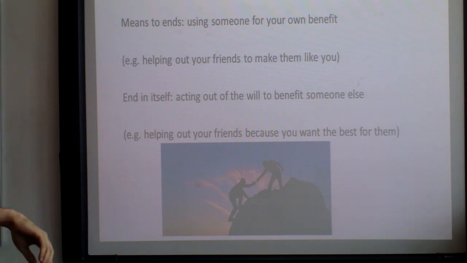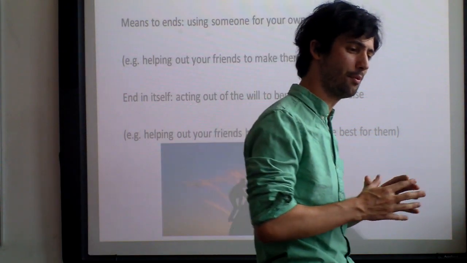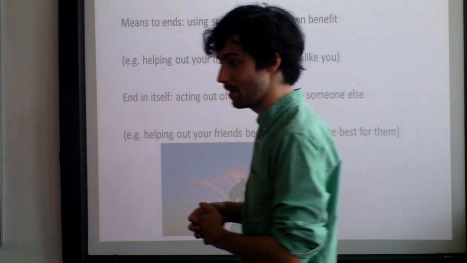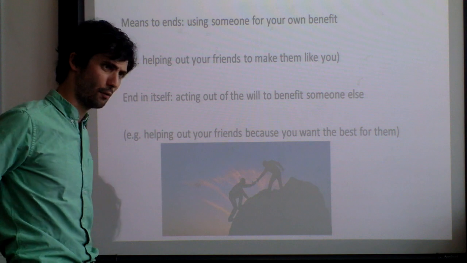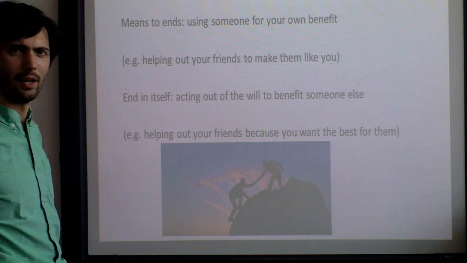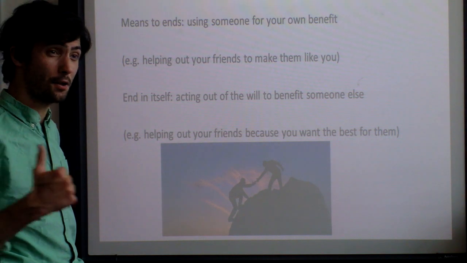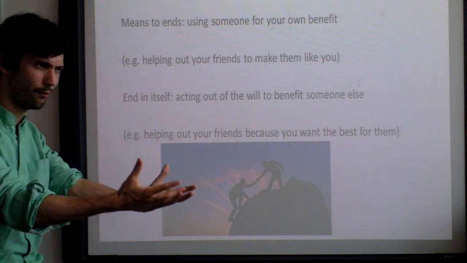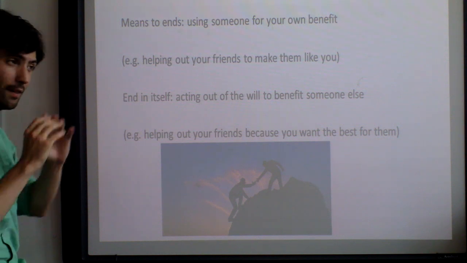Whereas if you treat somebody as an end in itself, then that's very different, because what you're doing here is acting out of the will to benefit this person. So in our earlier example, imagine you're helping out your friends to revise for an exam because you want them to do well. You want them to have good marks and you want them to go on whatever university course they've applied for and to have a happy life, right? If that's why you're helping them, then Kant says that's morally good, because you are treating them as an end in itself. You aren't using them for your own benefit. You are genuinely motivated by the will to benefit them.